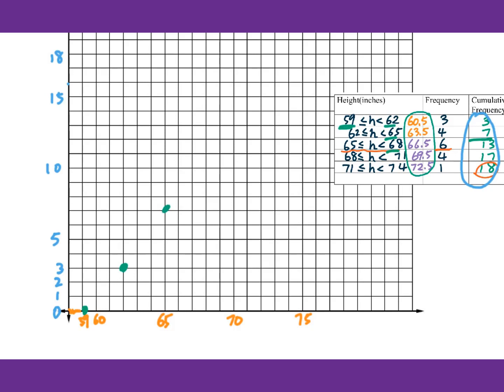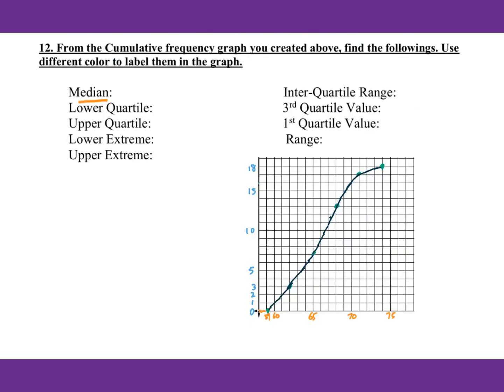Then we have 68. 68 is a 13. It's here. Then we have 71. 71 is a 17. Here. Then we go to 74. 74 is an 18 here. Then you need to connect these 1, 2, 3, 4, 5, 6 points. Those 6 points, you connect this. Connect smoothly. Now let's go to 12.